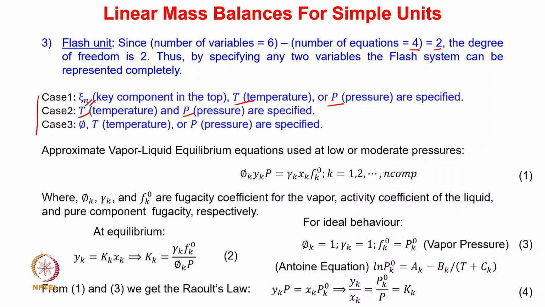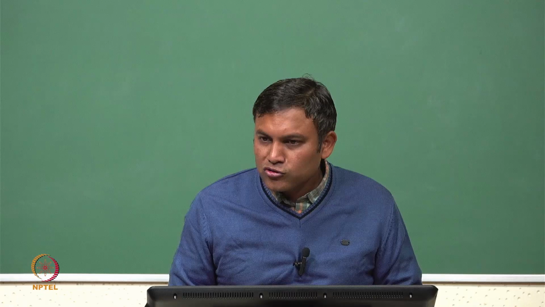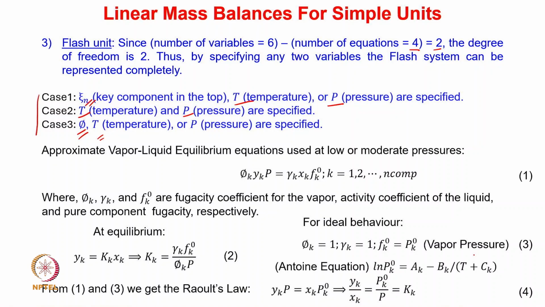So with that also we can calculate, we can get the unique solution. The third case is phi is specified, and out of T and P one of these is specified. So these are the 3 cases which are used in order to reconcile the assumed values of split fractions with the equilibrium relations that are present with respect to the flash unit. So those back calculations we are going to do. So for that different equations are derived here.